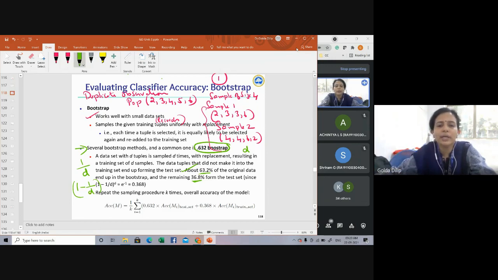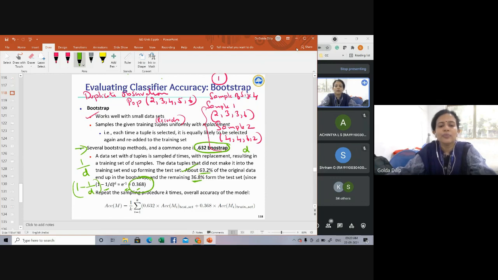So the probability that it will not be chosen during the entire life cycle, or during that entire time, will be equal to (1 minus 1 by d) to the power d. That's being approximated. In case d is very large, the probability will approach e to the power minus 1, which is about 0.368.